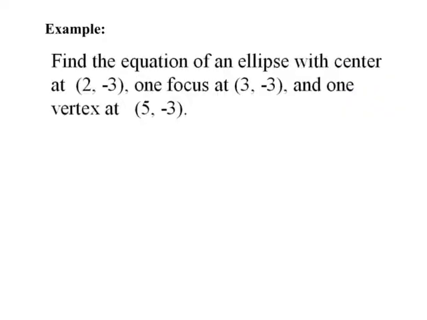All right, so here's an example where you're given some key facts about an ellipse and you're asked to write the equation. In order to do this example, I am going to graph it because I think it'll help us see all the key values that we need. So the first thing I'm going to do is draw a little coordinate plane here. And I'm going to plot the center. It's 2 over and 3 down. And I'm going to label it a C for center.